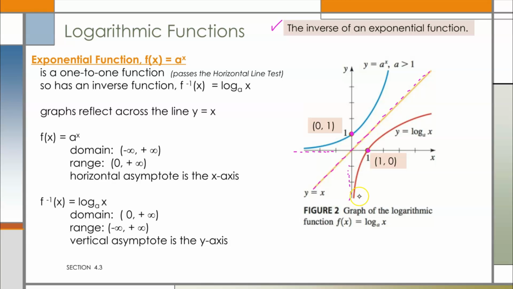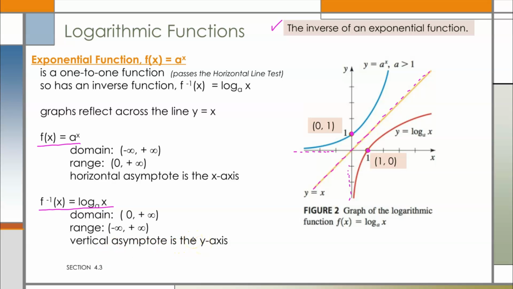Logarithmic and exponential functions are inverses of one another. Here's what the exponential graph looked like and its properties. That's what we learned in the last section. Domain negative to positive infinity, unless there is a transformation, range 0 to infinity, horizontal asymptote the x-axis. Here's the inverse of the exponential, which is the log. Domain 0 to infinity, range negative to positive infinity, vertical asymptote is the y-axis.